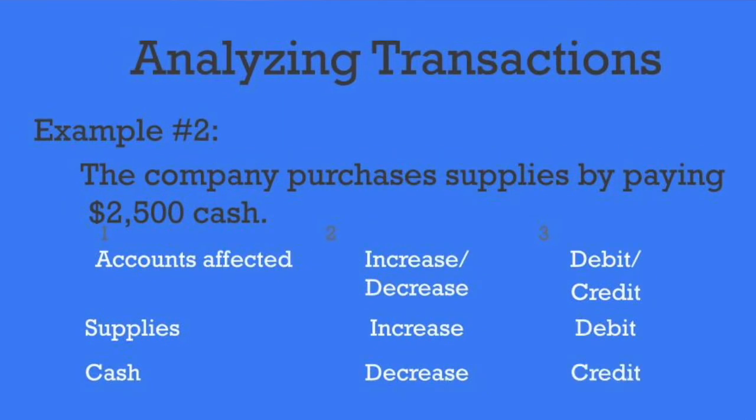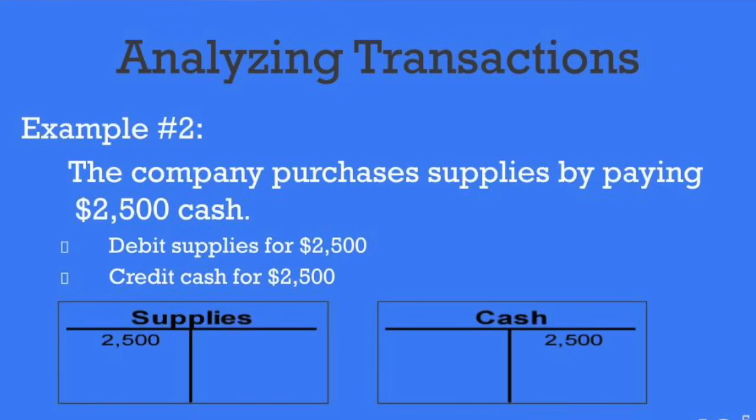Let's think about what that is in terms of debits and credits. Supplies is an asset. It would be considered under the asset column, and an increase in an asset is a debit. Cash is also an asset, and it is decreasing. A decrease in an asset is a credit. So in our T account, we would put the supplies account and add $2,500 to it on the debit side. And in our cash T account, we would subtract $2,500 on the credit side. That would effectively cause a reduction in cash.